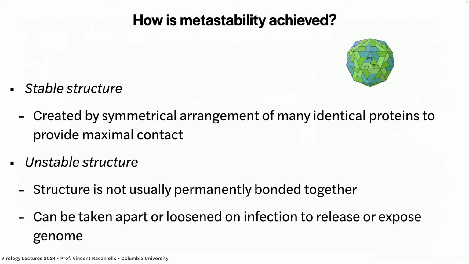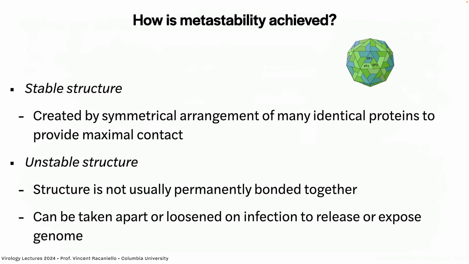This is going to become more obvious as we talk about the structure today, but obviously there has to be a stable and an unstable structure, right? So the stable structure is created by a symmetrical arrangement of many identical proteins. As you will see when we talk about how these viruses are constructed, we take one or a few proteins, we repeat them many times, and that gives you a very stable structure. You have lots of similar interactions between all of the different proteins. They have maximal contact as a consequence.